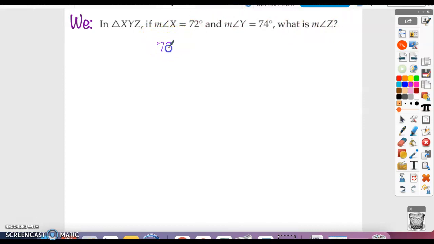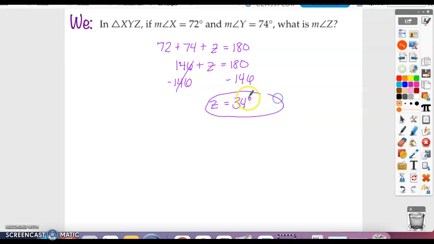So we have 72 plus 74 plus angle Z. We don't know what angle Z is, and I'm just going to use Z to represent that. All 3 of those equal 180. So I'm going to combine my like terms. So 72 and 74 is 146 plus Z equals 180. Solve for Z. Subtract 146 from both sides. And angle Z is equal to 34 degrees. You always want to put your little degree symbol there in the upper right-hand corner.